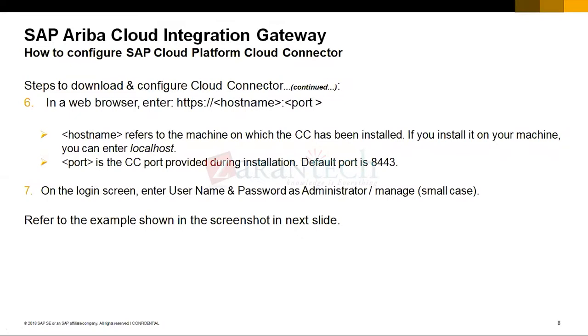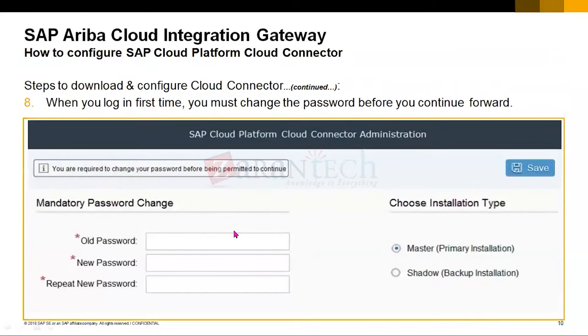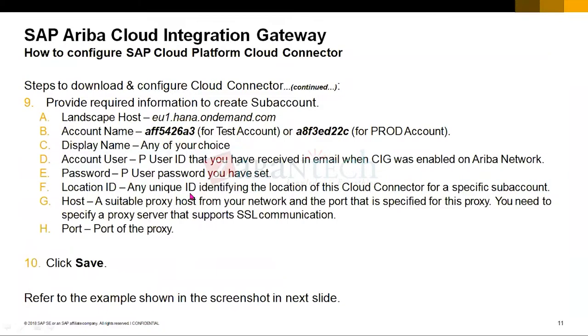Once you maintain all the information in small case, this is just the login information. Then the system will ask you to change your password the very first time. You can change the password by providing the old and new password. Once you do that, we proceed with the account creation. When you log in the very first time, the system will ask you to provide the information about the sub account. Generally in the cloud connector, we are creating a sub account, and in the sub account we have to provide different kinds of information.